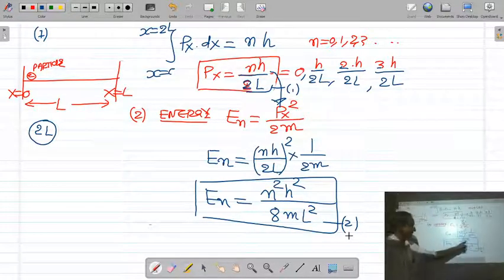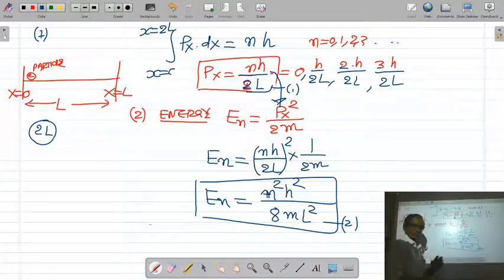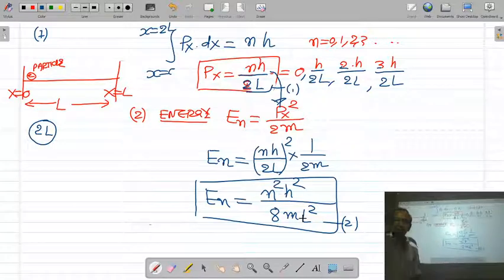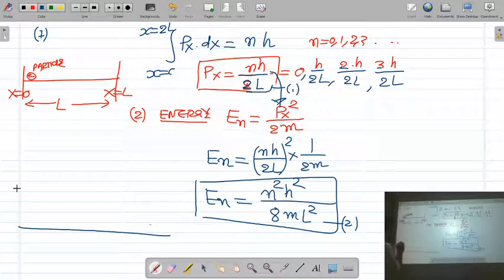It is n squared h squared upon 8mL squared. n is an integer having values 1, 2, 3 and so on. h is the Planck constant, m is the mass of the particle, and L is the length of the box. So I draw the different energy levels of this particle.